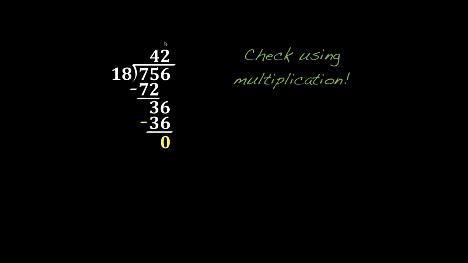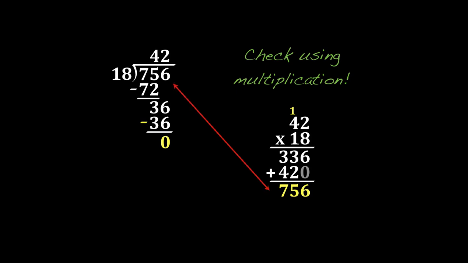Now, what we can do here, if 756 divided by 18 is 42, then we can check our work using multiplication and say 42 times 18 should give us 756 if we are correct. So let's do that really quickly. 42 times 18, carry the 1, 336, don't forget that placeholding 0. And then 1 times 2 gives us 2, 4. I'm going to add those up, and there you go, 756. So we know that 42 is the correct answer.